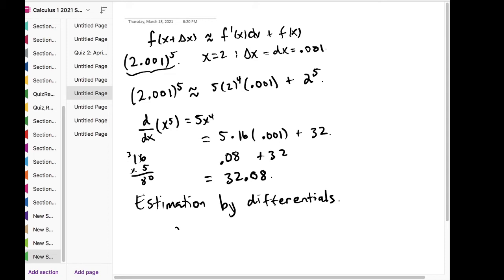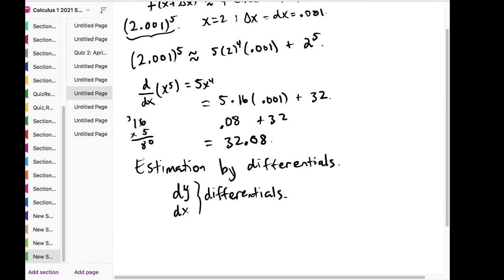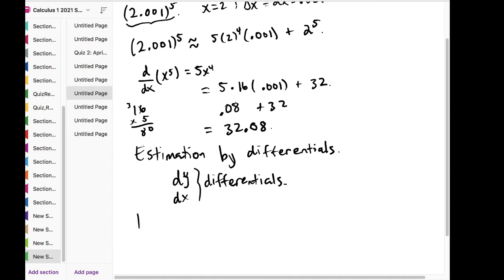So dy and dx, these are called differentials. When we find the differential of y, for y equals x to the fifth, dy equals 5x to the fourth dx.